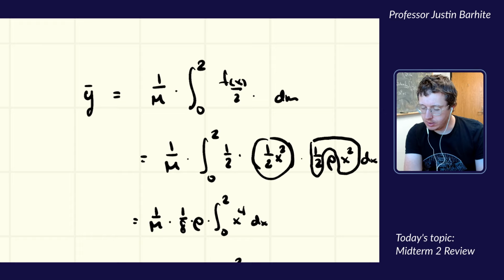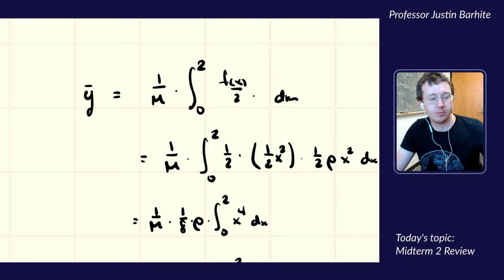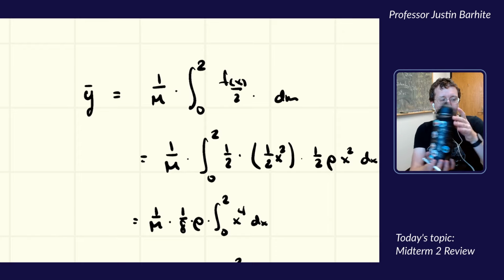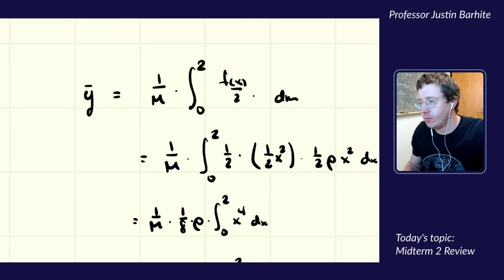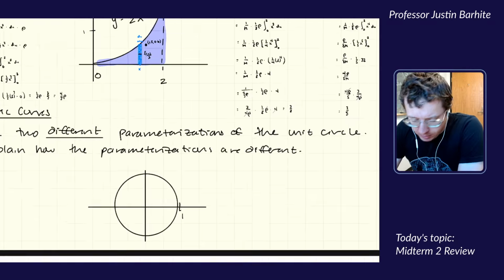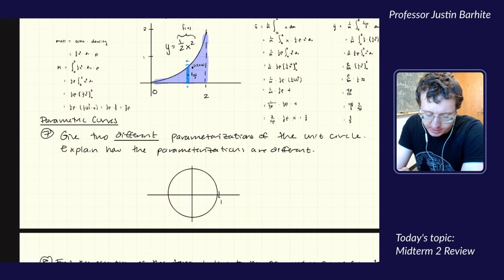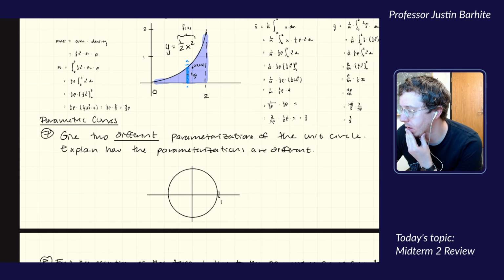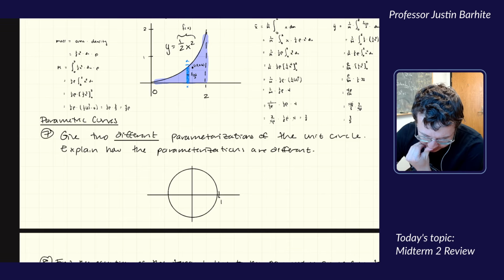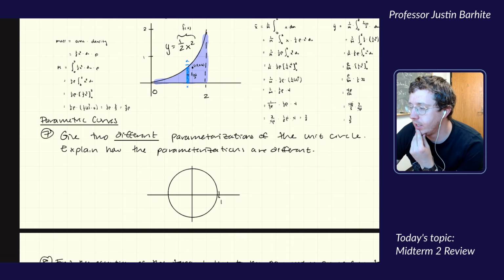Any other questions about center of mass? All right, I'm going to move on. If anyone thinks of any questions later, go ahead and ask. But for now, we're going to move on to parameterization. So the next problem asks us to parameterize a circle, the unit circle, in 2 different ways. So take a moment to think about how you would do this.